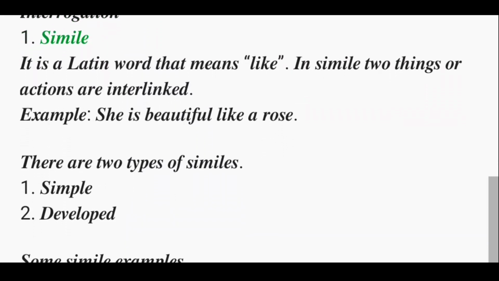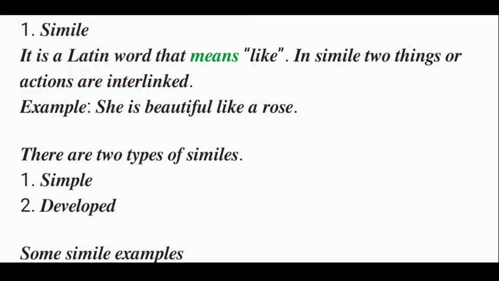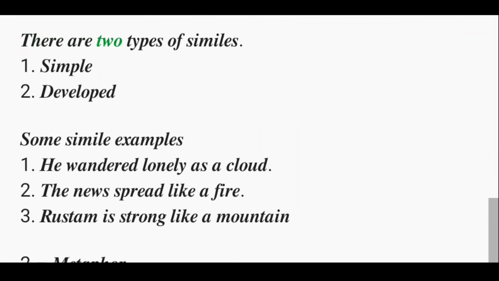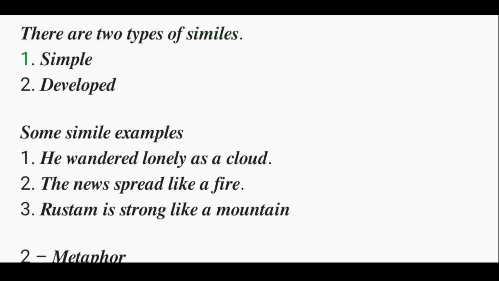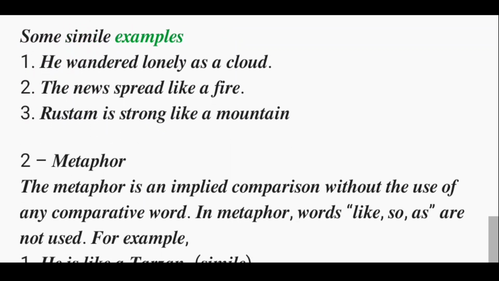1. Simile. It is a Latin word that means like. In simile, two things or actions are interlinked. Example: she is beautiful like a rose. There are two types of similes: 1. Simple. 2. Developed.